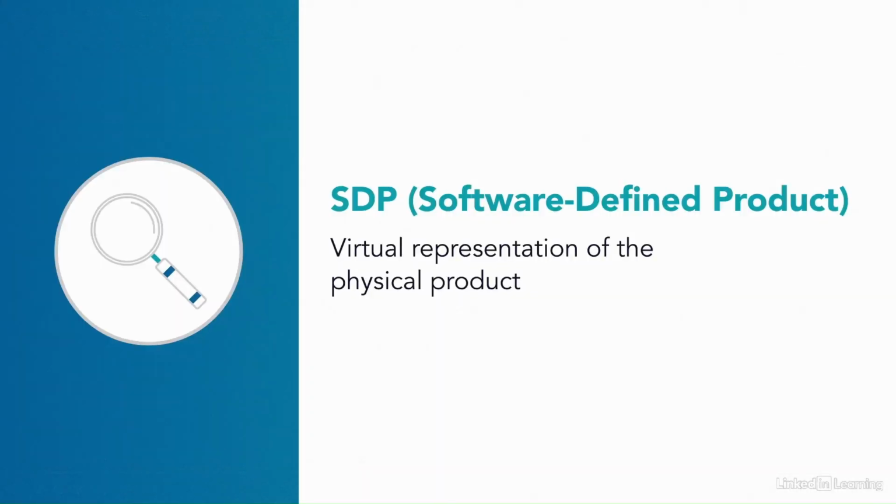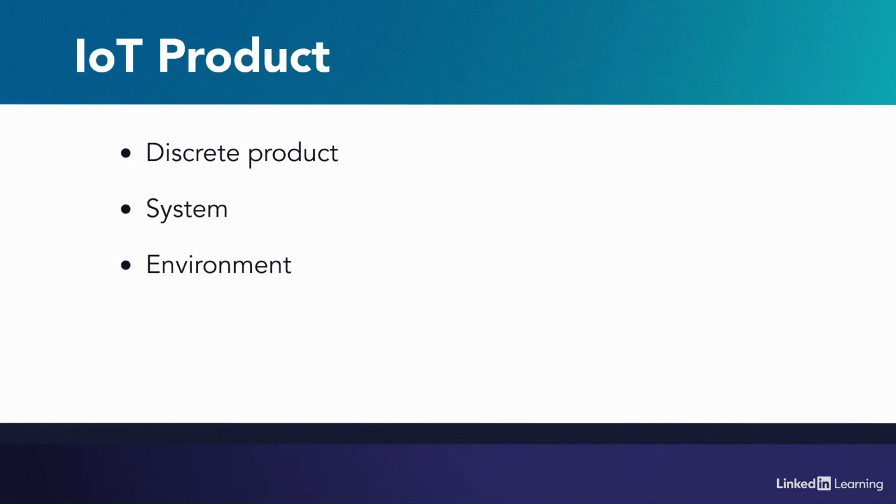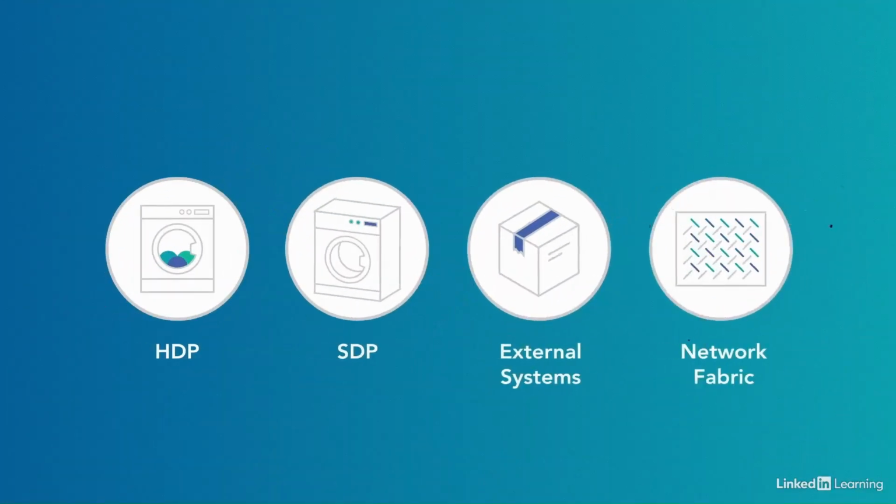The heart and the brain of the IoT product. It is the virtual representation of the physical product. And in this case, when I say IoT product, I mean a discrete product, a system, or an environment. The software-defined product is one of four main components of the IoT product.